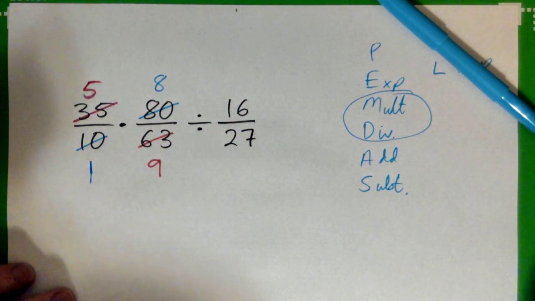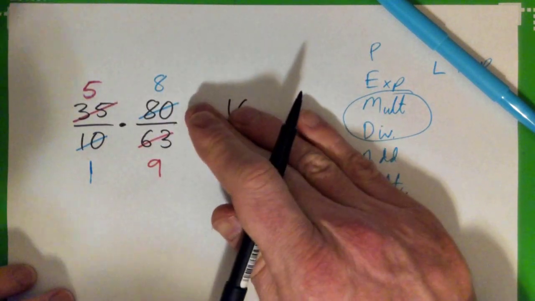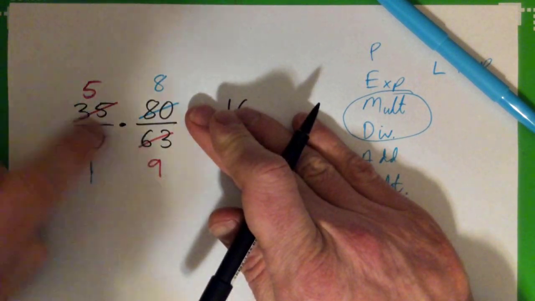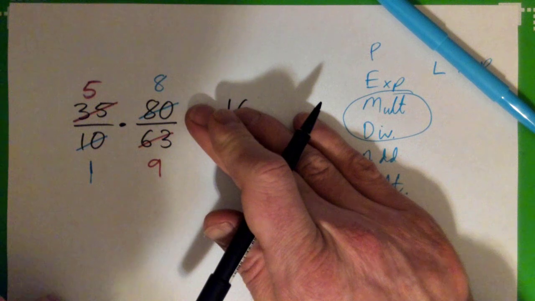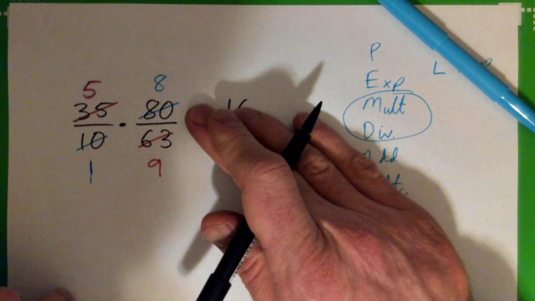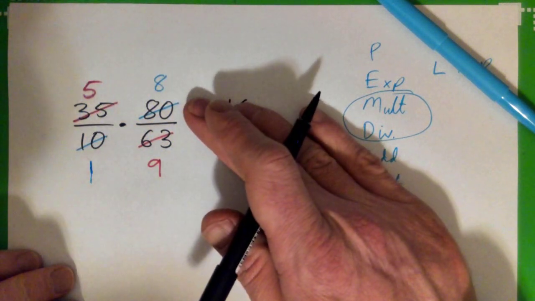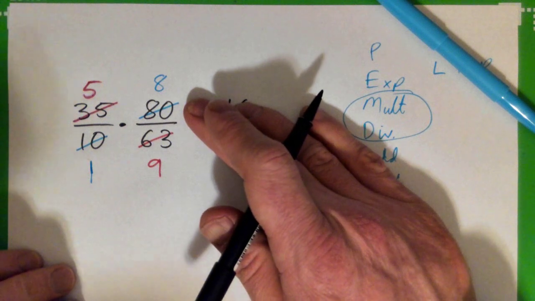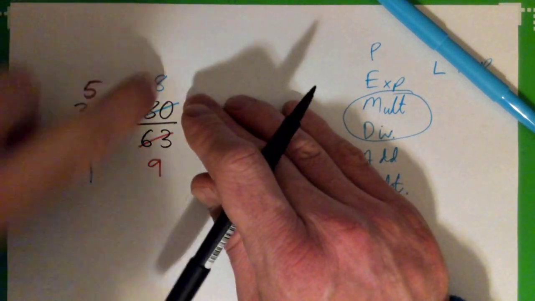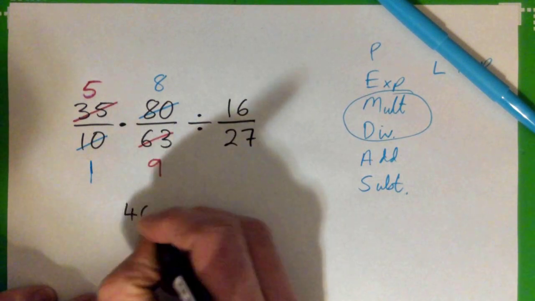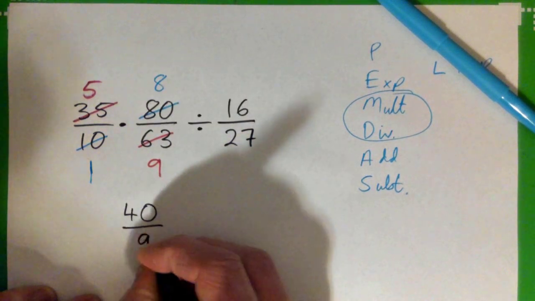Right. So, can anything else cross-cancel? 9, 5, 8, anything? No. So you have 5 times 8 on the top, which is 40, over 1 times 9, 9, right?